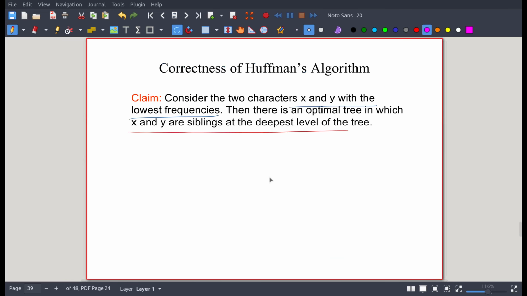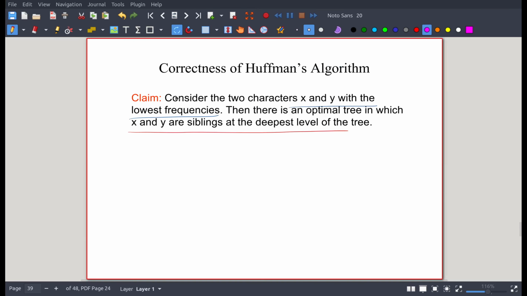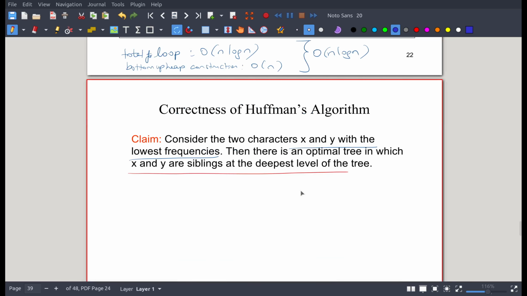So here the claim is saying that, consider two characters x and y with the lowest frequencies, then there is an optimal tree in which x and y are siblings at the deepest level of the tree. So let's say we have a tree that looks like this. Let's say x and y are the two lowest frequency nodes in this tree, let's say 15 and 25, which are the lowest ones. We can find the most optimal tree. The claim is saying that there is an optimal tree such that x and y will be on the bottom most part of the tree. Basically, this is what the claim is saying.